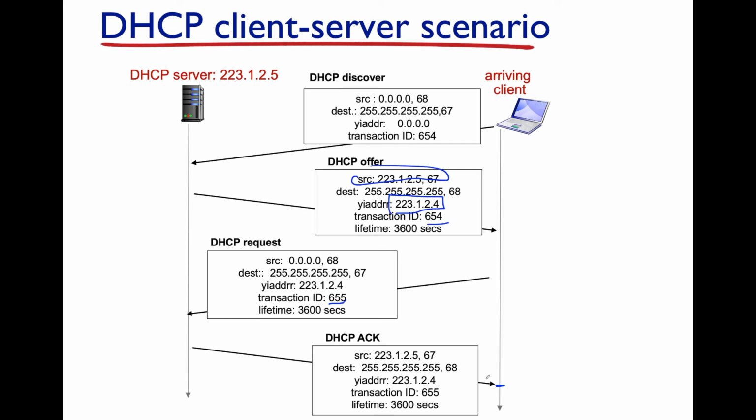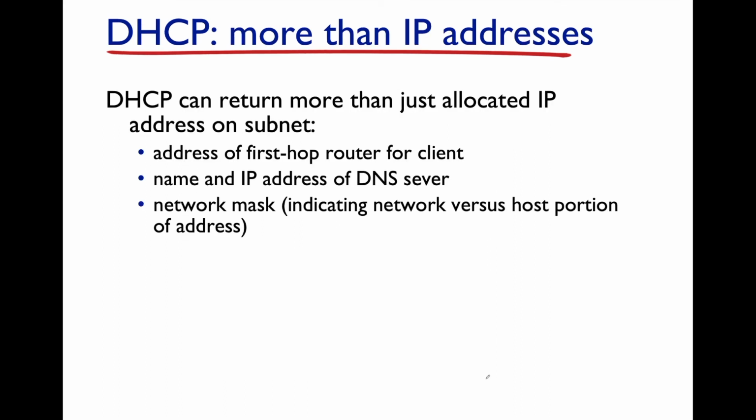And then it sees the response, it picks it up, and it says, okay, let me go ahead and reserve this 223.1.2.4. And it has, of course, a transaction ID, as well as a lease. And so DHCP is immensely useful. Not only can it assign or reserve an IP address for every machine that wants to attach occasionally to the network, it can also assign multiple other pieces of information.